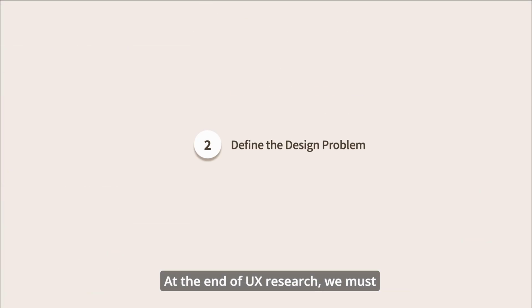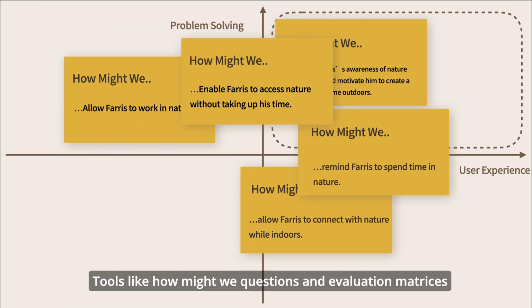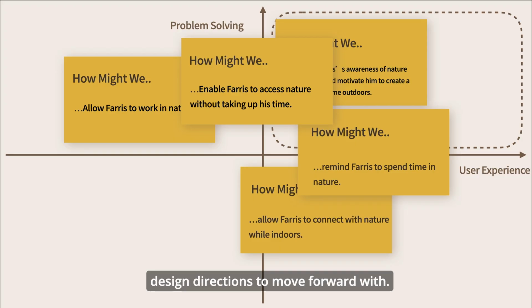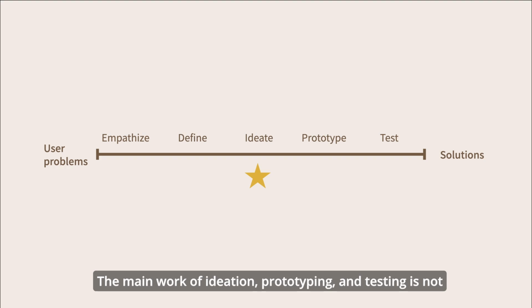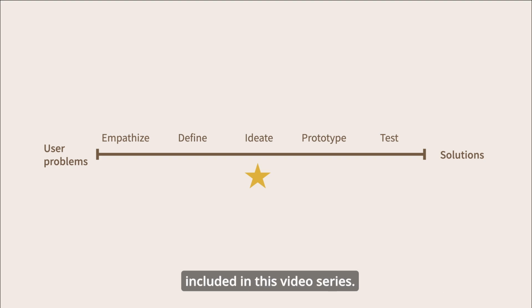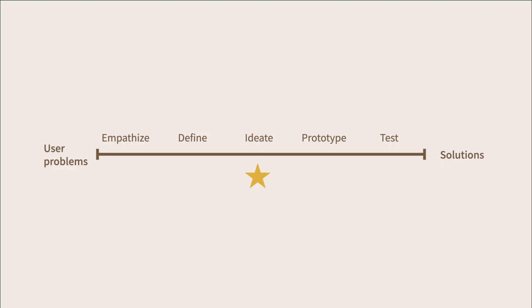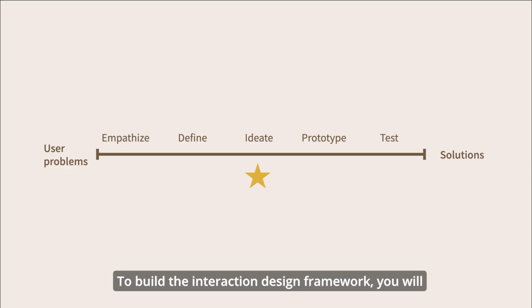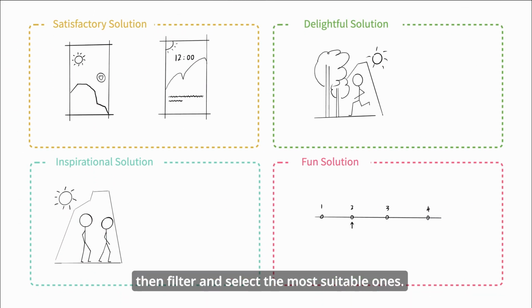At the end of UX research, we must define the design problem to be solved. Tools like how might we questions and evaluation matrices help us identify the most valuable design directions to move forward with. The main work of ideation, prototyping, and testing is not included in this video series, but I'll also provide a brief introduction here. In the ideation stage, the main goal for UX designers is to generate solutions. To build the interaction design framework, you will brainstorm a wide range of ideas, then filter and select the most suitable ones.